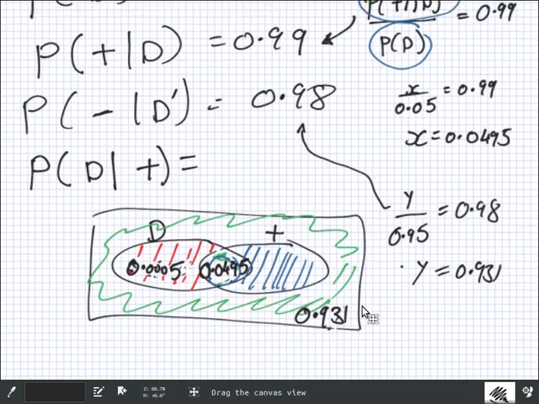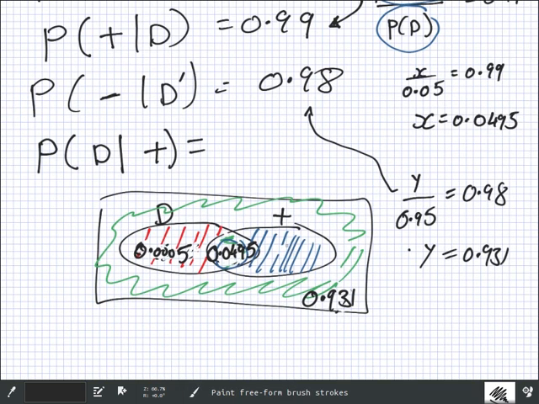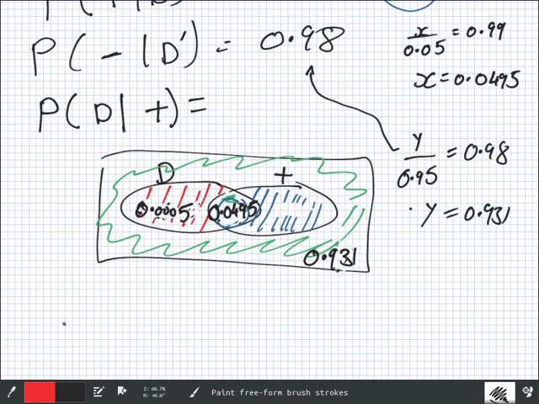0.931. And finally, what's the best way to get the number here? Everything adds up to 1. So if you just take out the calculator and do 1 minus 0.0005 minus 0.0495 minus 0.931, hopefully that's positive. And what do we get?